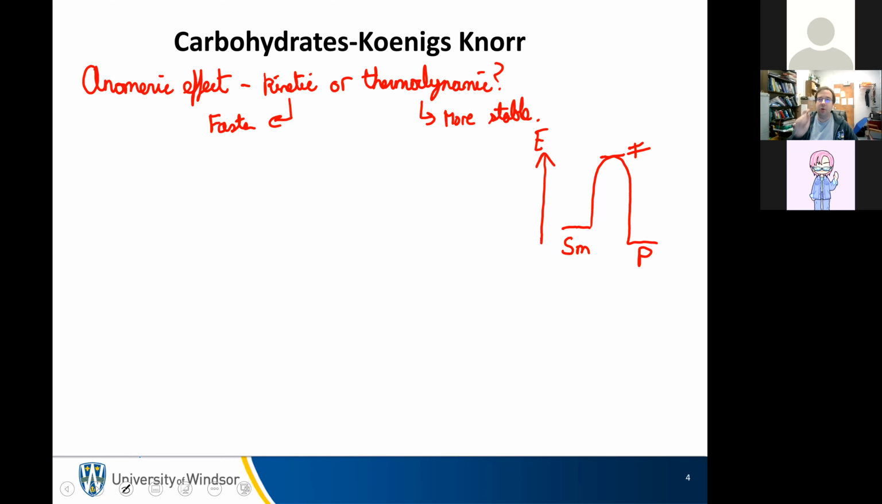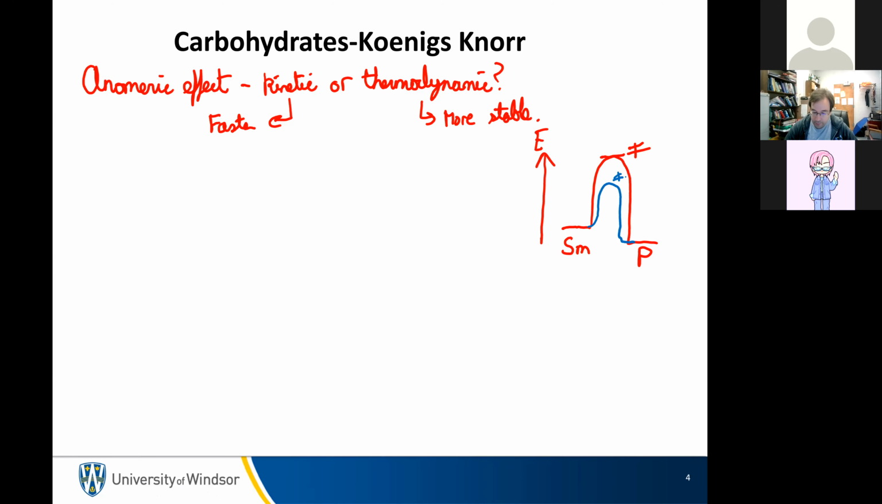An intermediate is a local minimum on an energy potential. This is a potential energy surface. An intermediate is a local minimum. An intermediate is stable. A transition state is metastable. It is not stable. It is going to fall one way or the other. It is a local maximum. So a transition state is the maximum energy a molecule can have. The intermediate is the minimum energy a molecule can have. So yeah, we're going to lower the energy of the intermediate.